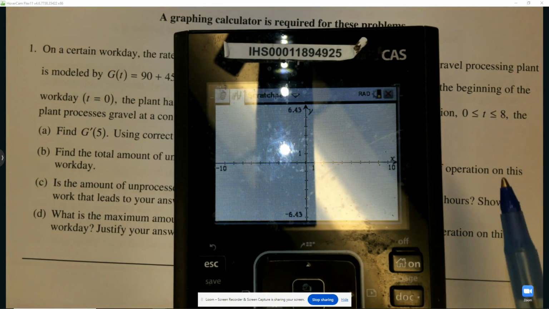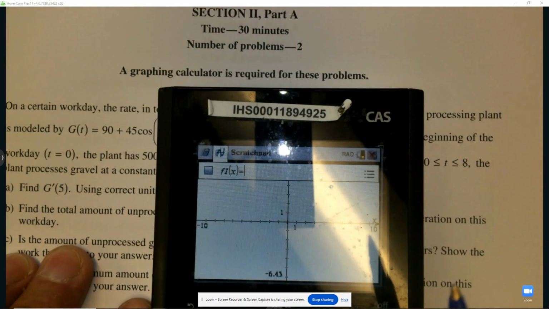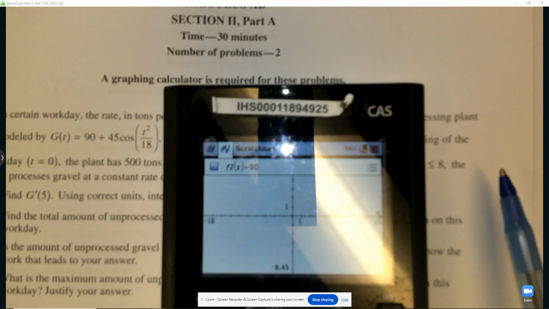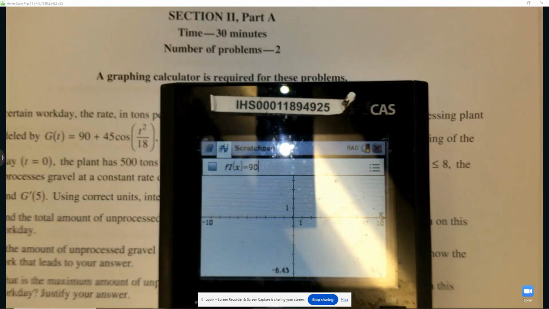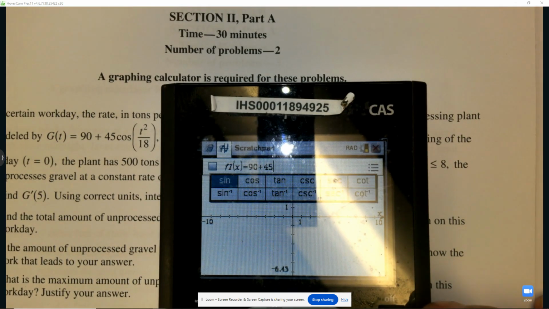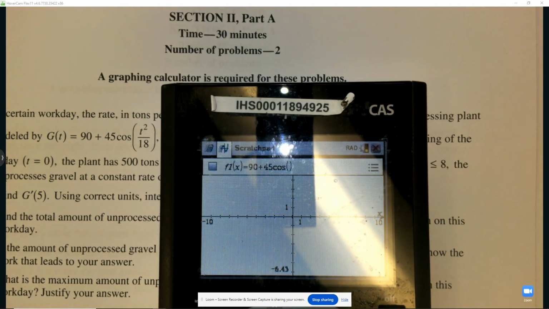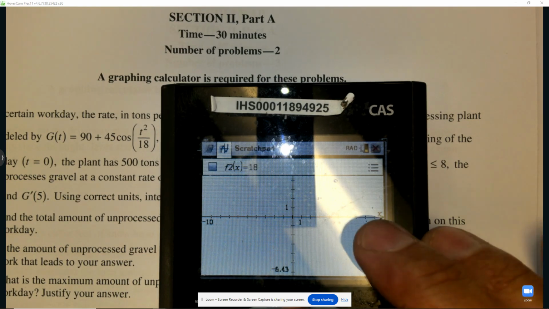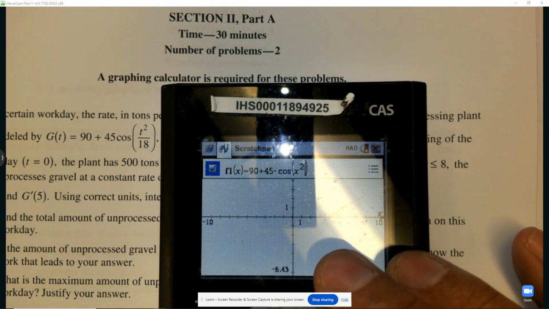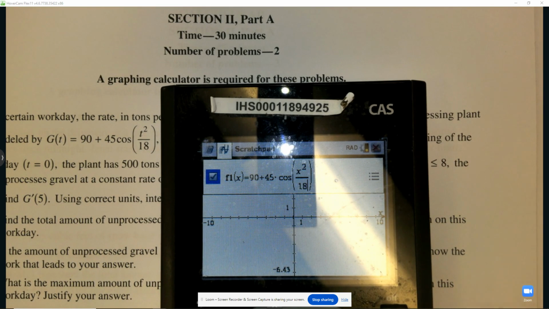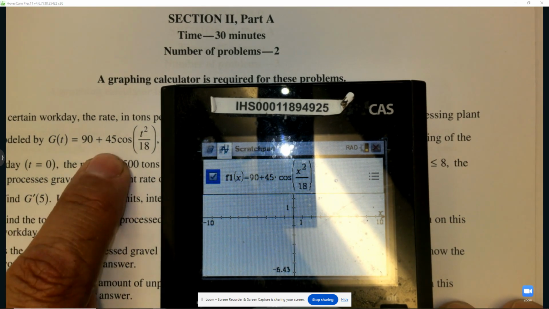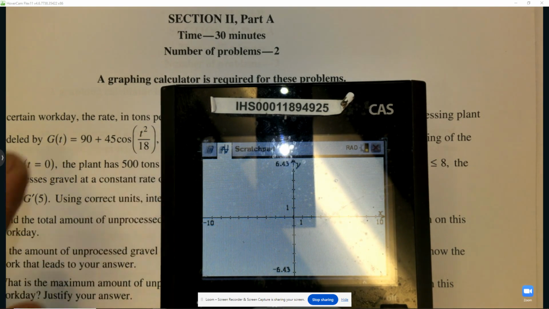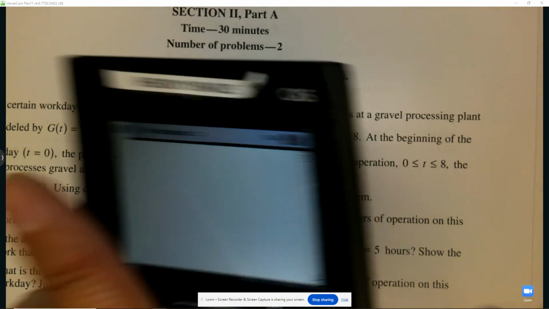Again, and then just a fresh graph. And I'm going to type it in: 90 plus 45 cosine x squared over 18. So 90 plus 45 cosine x squared over 18, done. All right, now I'm going to think.